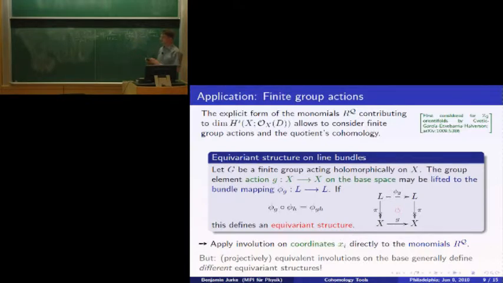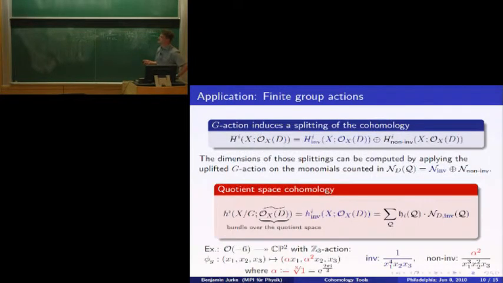However, an important point at this stage is that projectively equivalent involutions on your toric space give rise in general to different equivariant structures on the bundle. So if you simply take the mapping you have defined on your toric variety and apply it to the monomials counted for the line bundle cohomology, this in general will give you different results. This is important to keep in mind, because the formalism, when you do the explicit computations, easily gets you mixed up in that aspect.